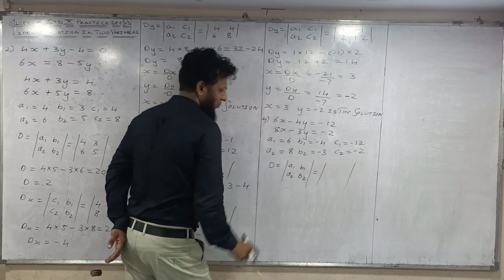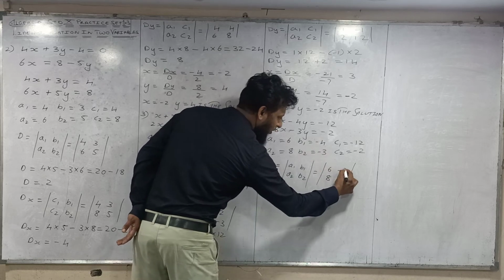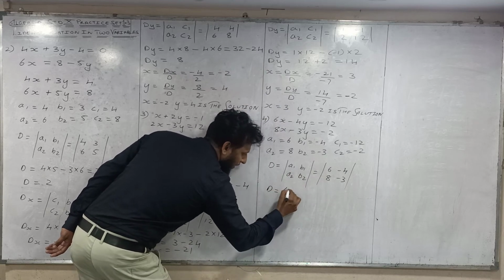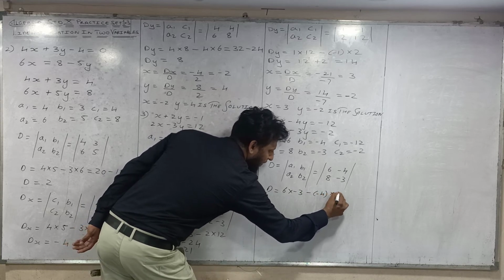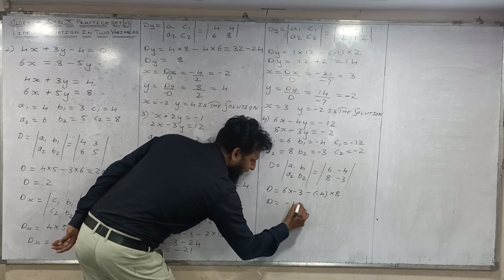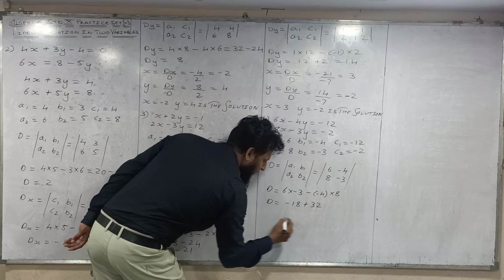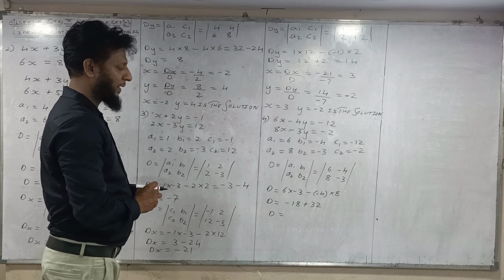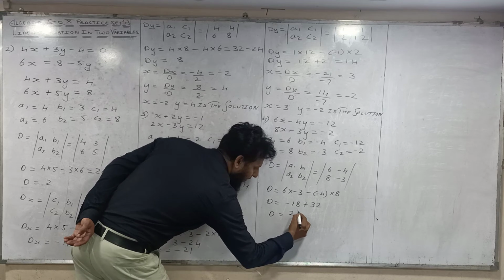Then write the values: A1, A2 are 6, 8, and B1, B2 are minus 4, minus 3. 6 multiplied by minus 3, put minus sign, minus 4 multiplied by 8. So D is equal to 6 threes are 18, minus 18, minus minus plus 4 eights are 32. Okay, so 32 minus 18 gives you 28. Oh, sorry.